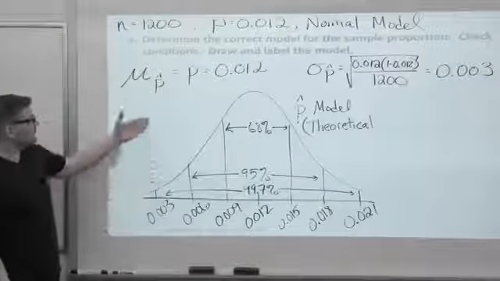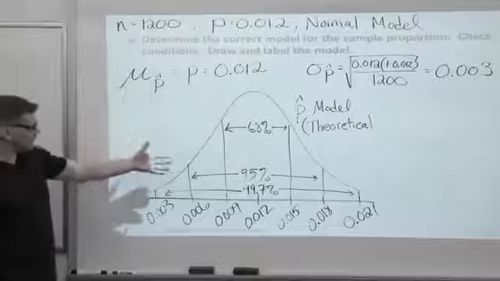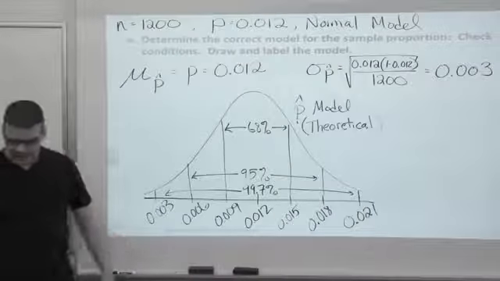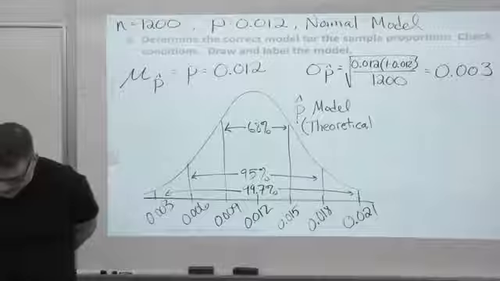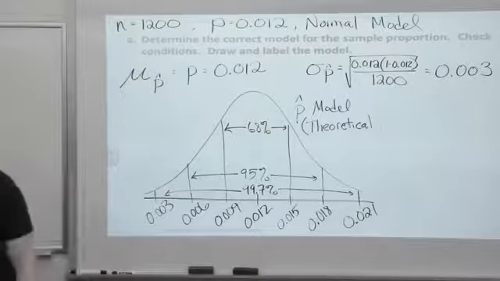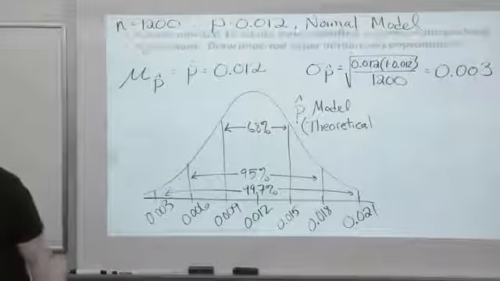All right, I think we've done it, right? Check the conditions, draw and label the model. Here it is. Let's check the notes. Anything I forgot? Doesn't look like it. All right, if we flip the page, a couple questions to ask.